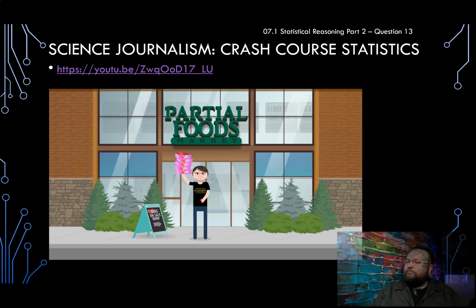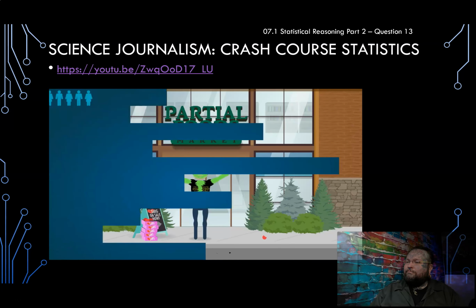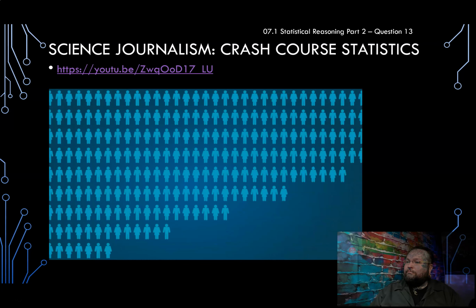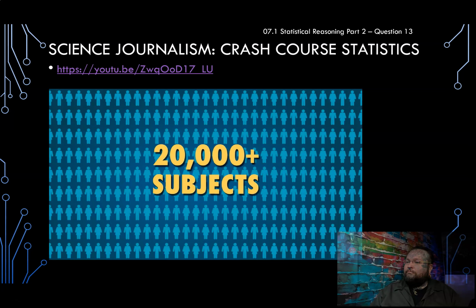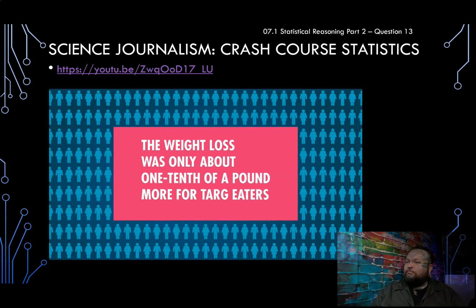You're already feeling stronger, but then you begin to experience side effects like heartburn and stomach ulcers and a weird desire to fight. The article you read didn't mention that when researchers considered the over 20,000 subjects, the weight loss was only about 1/10 of a pound more for Targ eaters. That's not very much, maybe not worth these side effects.